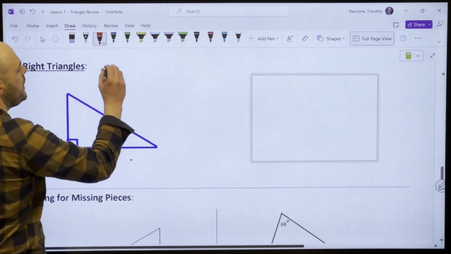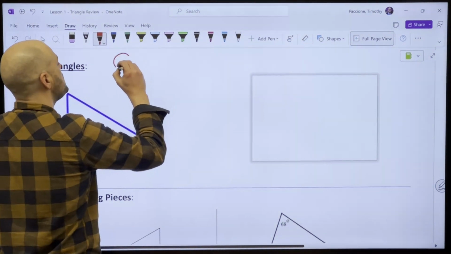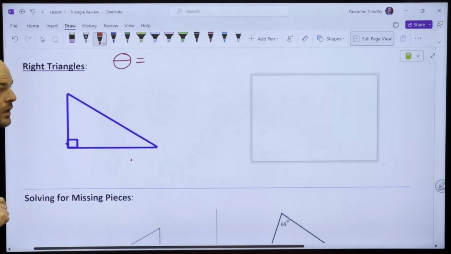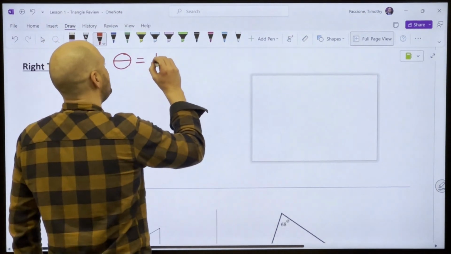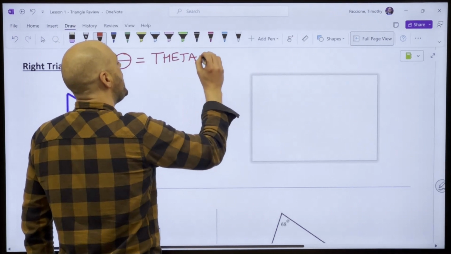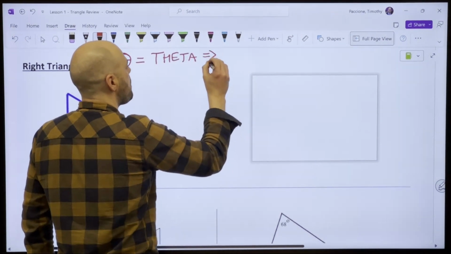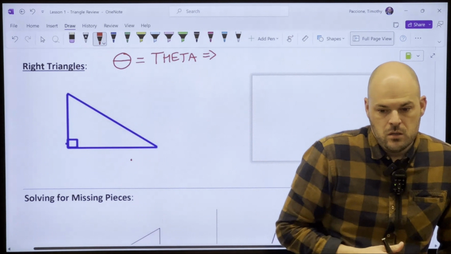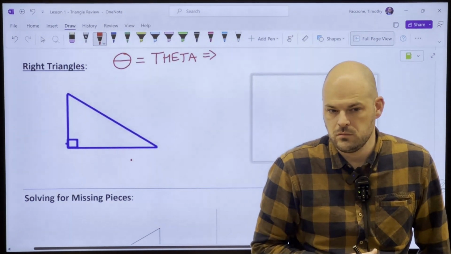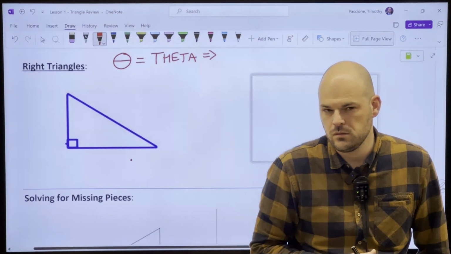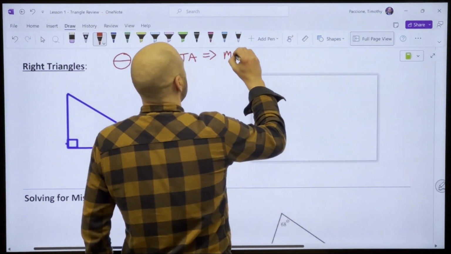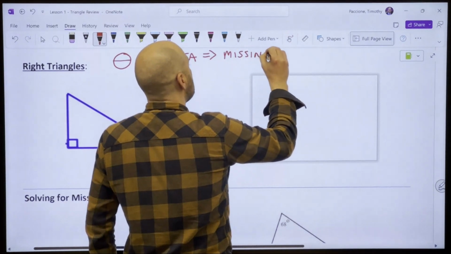Let's start with, before we get into it, this symbol right here, which is called? Theta. Yes, it is. Nice. Y'all know your stuff. Okay, and what does theta represent? It's the angle. What angle? The angle of the given section. Like, the missing angle. This is a missing angle.